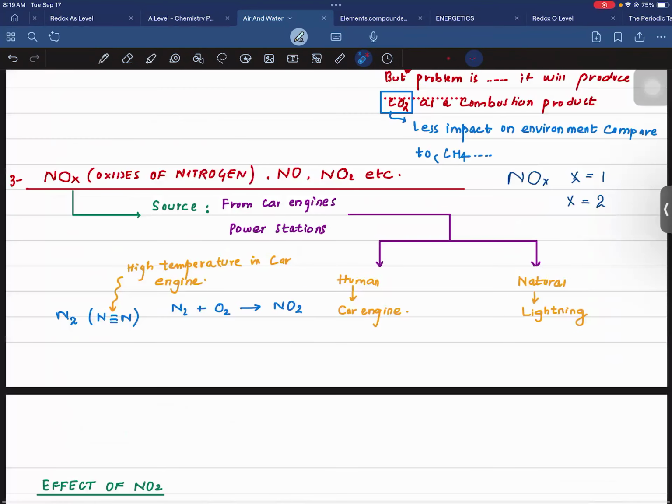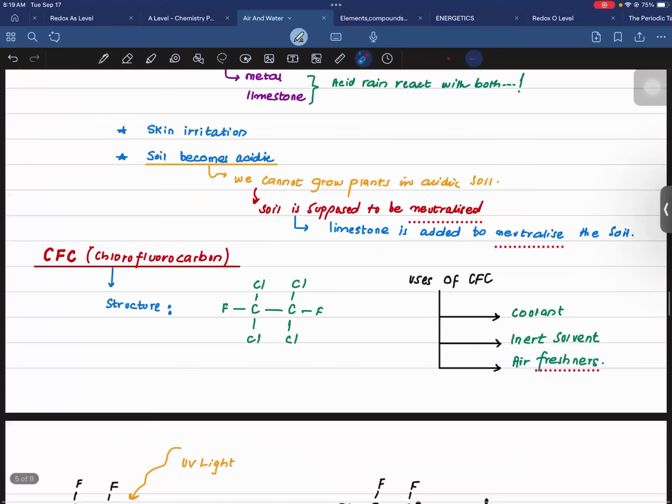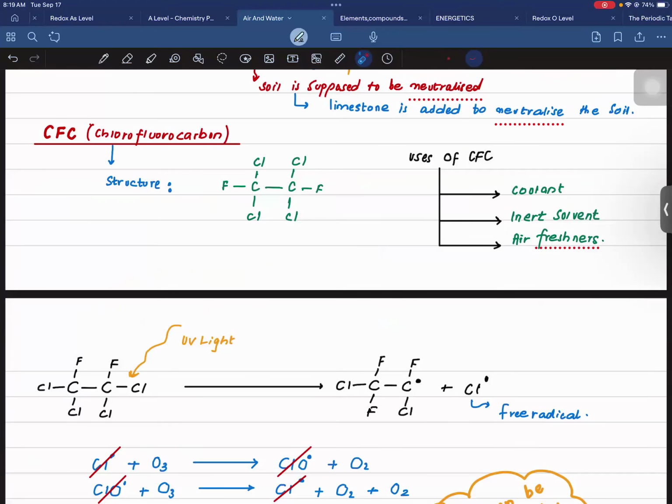And then afterwards, we have CFC. I told you this is chlorofluorocarbon. This is also responsible for the pollution because they are going to deplete ozone. Basically, CFC depletes ozone layer. How does the CFC deplete ozone layer? Remember, when UV light strikes this molecule, the bond between carbon and chlorine will be breaking down.